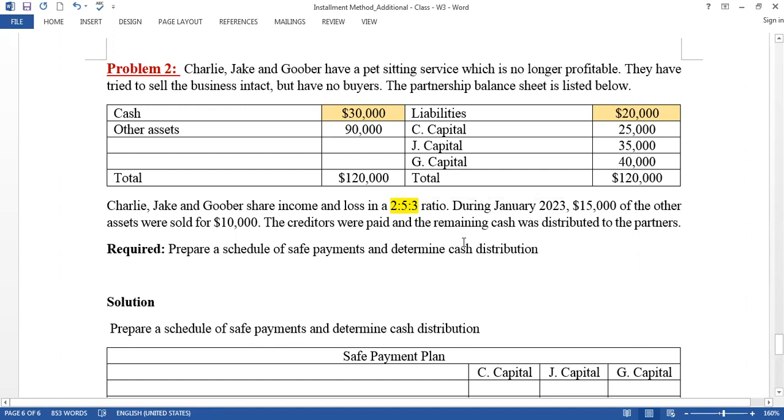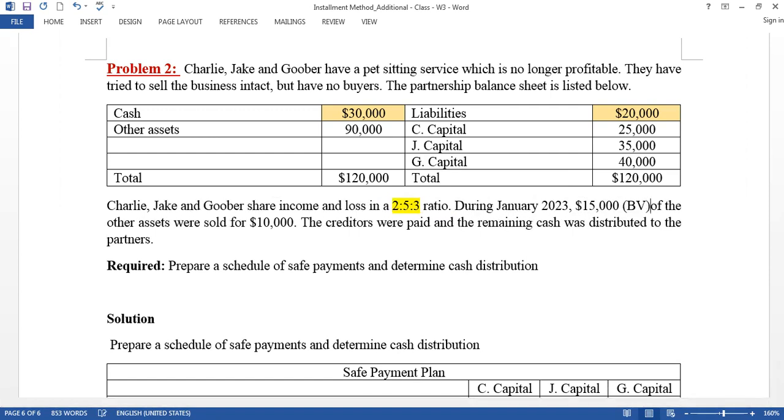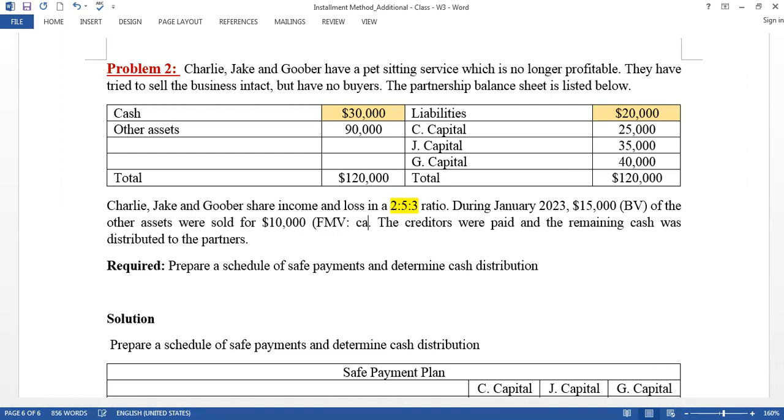During January 2023, $15,000 of other assets were sold for $10,000. Look, you sell $15,000 of your asset. So this is the book value, and this is the fair market value. And you receive cash related with cash. The creditors were already paid. So we no need to think about this issue. Creditors were already paid. Why?